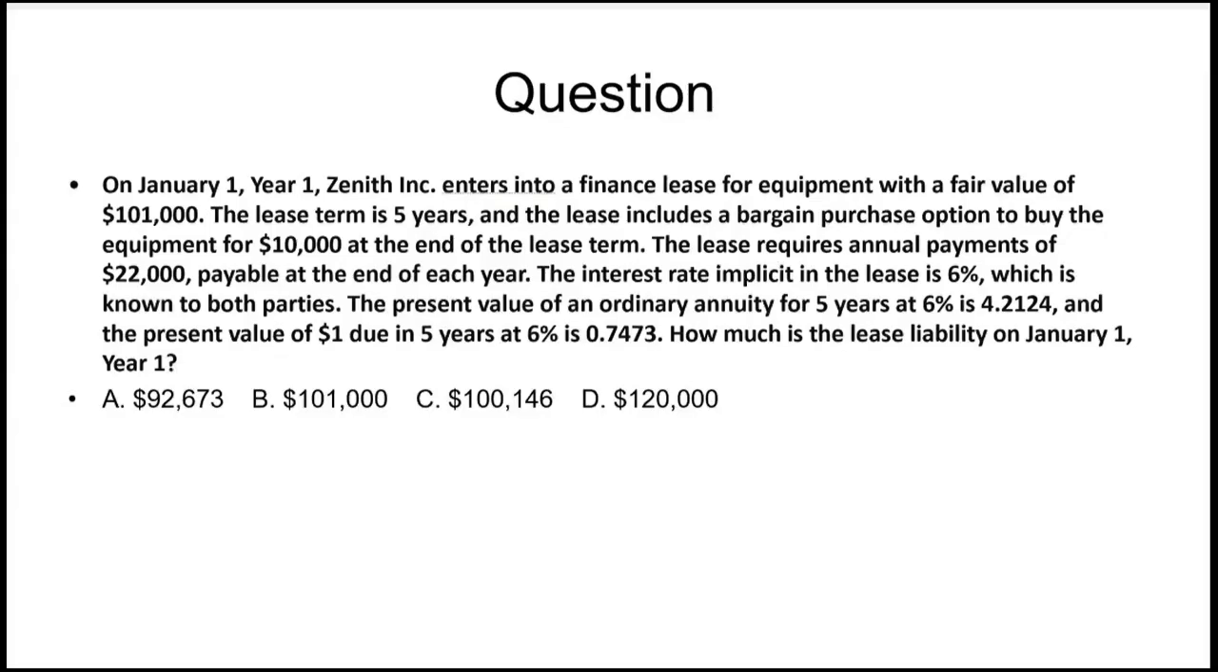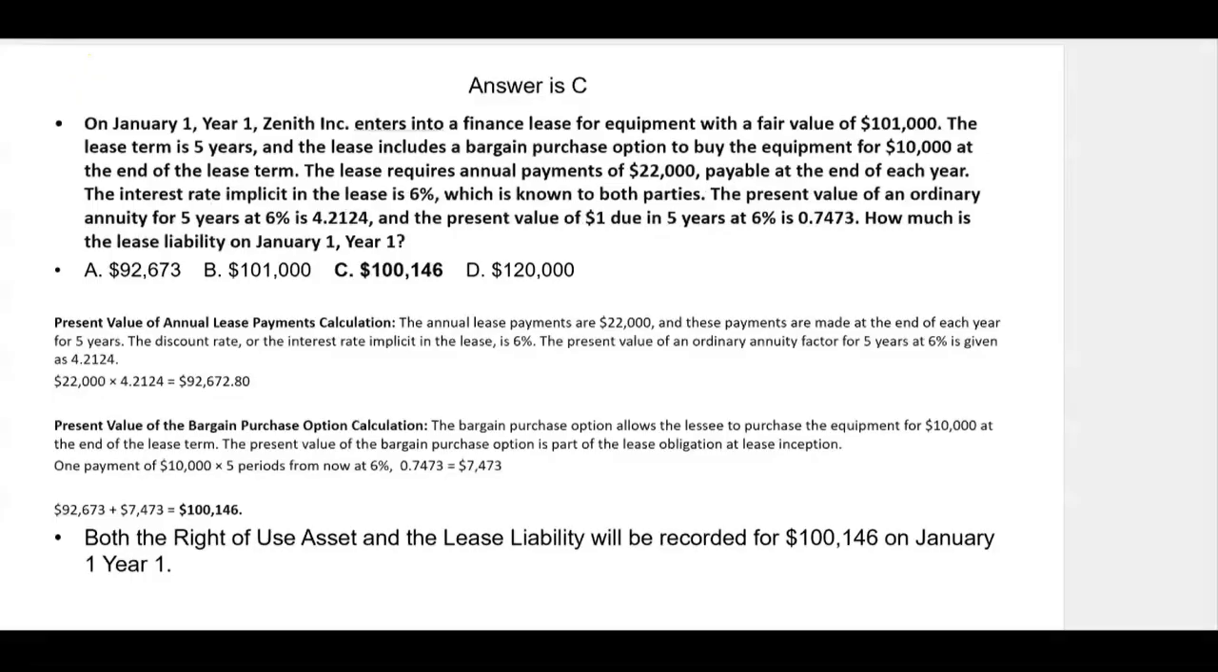The present value of an ordinary annuity for 5 years at 6% is 4.2124. The present value of a dollar due in 5 years at 6% is 0.7473. How much is the lease liability on January 1st, year one? And the answer is C, $100,146. We have to do two calculations to determine the present value of the lease liability.